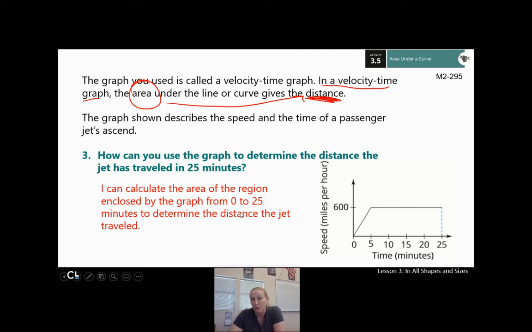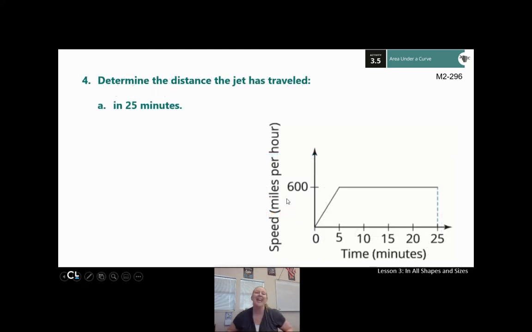Now, I will warn you. Please notice that this time is in minutes, but our speed is in miles per hour. You may need to do a little bit of adjusting to answer part A. Determine the distance the jet has traveled in 25 minutes.